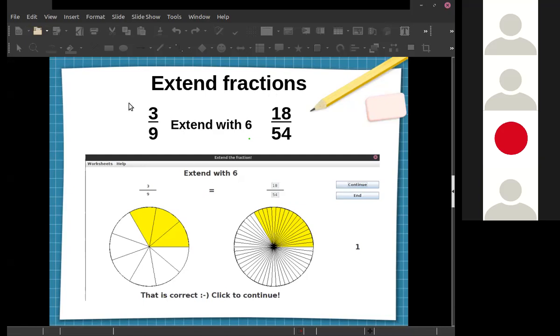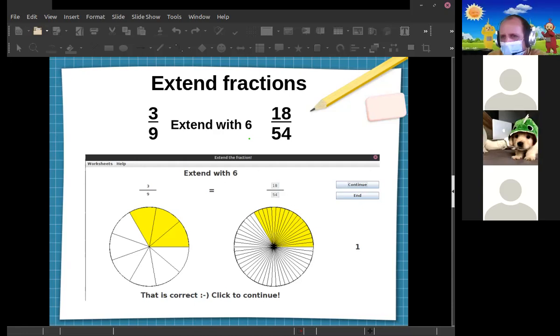Please make a note there too. Extend fraction means to make a fraction into smaller pieces, extend the fraction. You see here as an example, the amount is the same, but the pieces are more. So we have extend fraction.